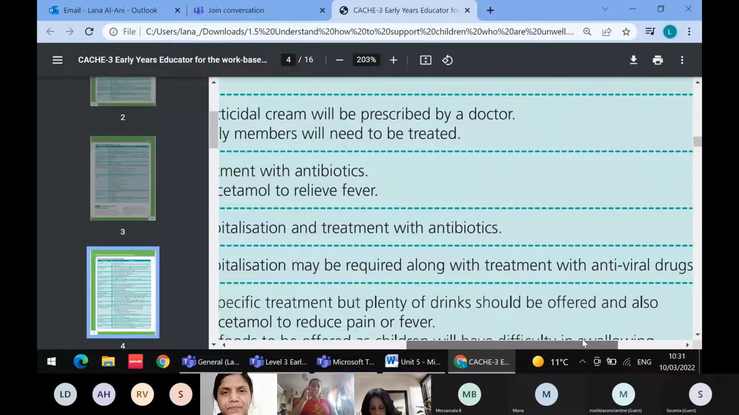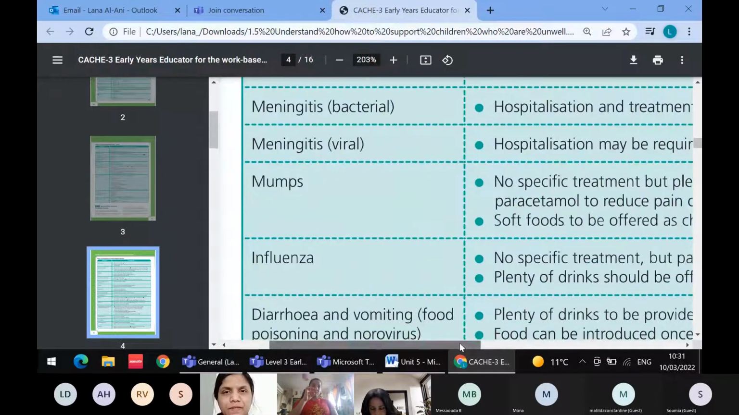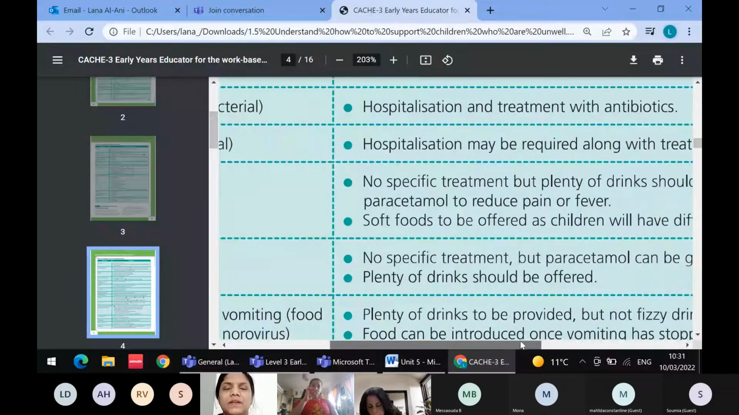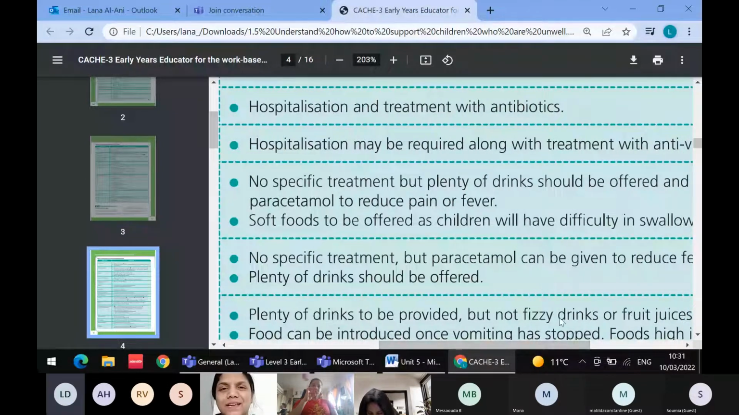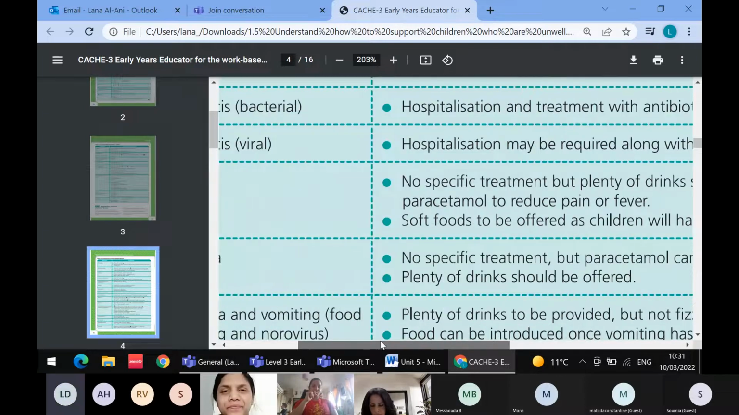How about mumps? Mumps means you have sore and swollen glands, so you have to drink liquids and take softer foods. And there's paracetamol if there's a muscle ache and temperature. Very good. And what can we give to the child? We will give them just soft food because they can't swallow. So we give them soft food. Excellent, well done. How about influenza?